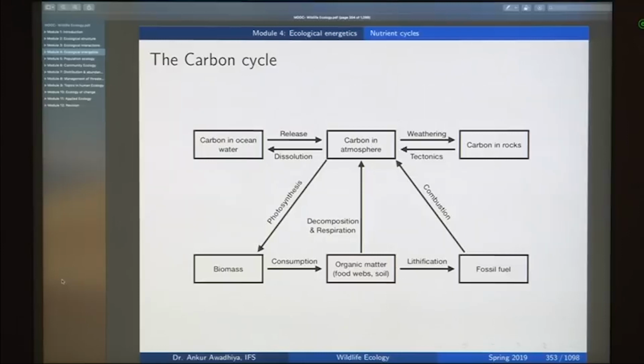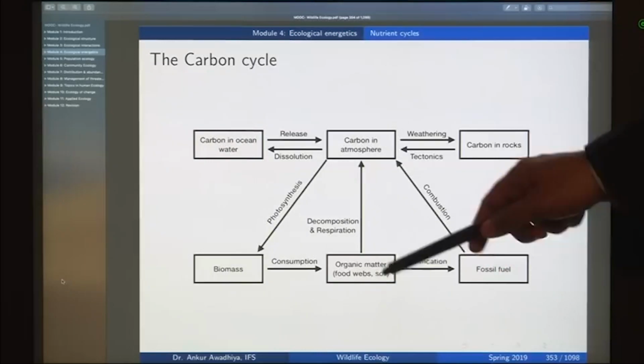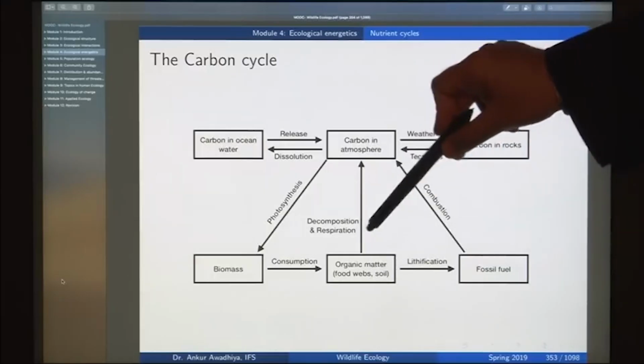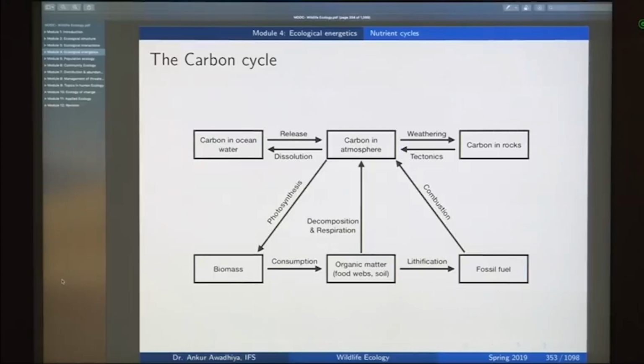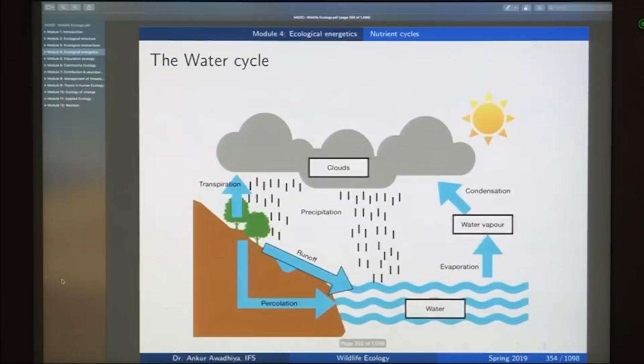Now, in the case of the carbon cycle, all of these organisms are also directly putting this carbon back into the atmosphere through the process of respiration. So, that is one difference that we have, and then in this case you have different pools. So, you not only have the pool in the atmosphere, but you also have a pool in the rocks, a pool in the ocean waters, and a pool in the form of fossil fuels.